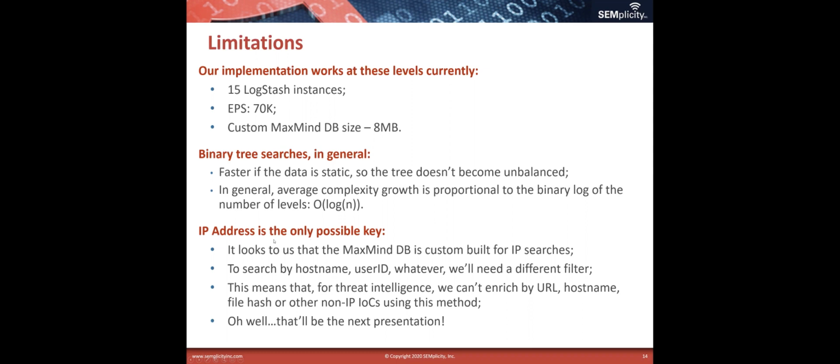The other limitation, which we've mentioned before, is that the IP address is the only key that will work. So this isn't going to work for host name or text-based data, user ID. For stuff like that, we'll need a different filter. That means that a lot of threat intelligence, maybe half of it, is based on host name or URL or a file hash or another kind of IOC, indicator of compromise. That's not going to work for the MaxMind DB. We're going to need another filter for that, but that'll be the next presentation.